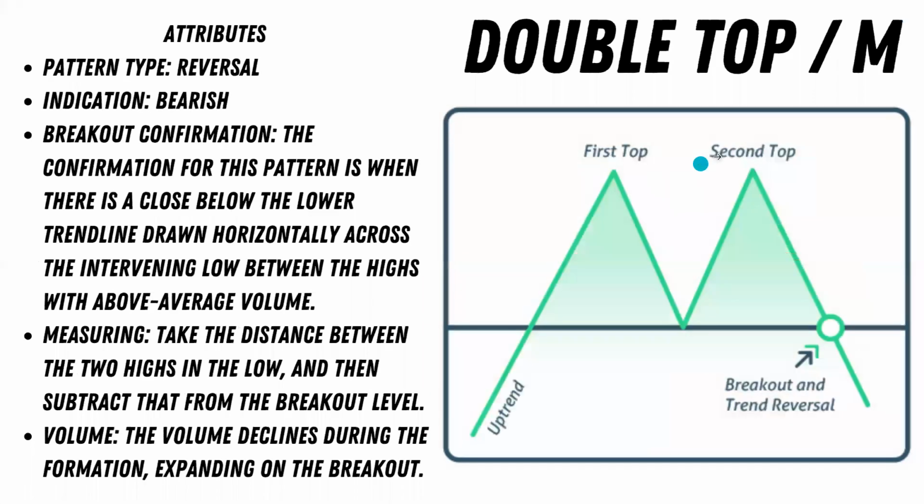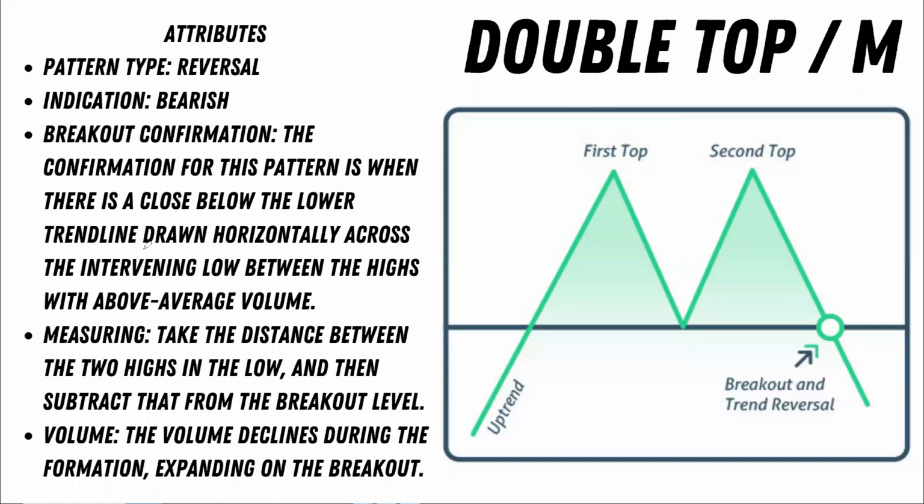The next pattern we're going to look at is going to be double top, or M, very similar to the double bottom. This is a bearish reversal pattern. The confirmation for this pattern is when there is a close below the lower trend line drawn horizontally across the intervening low between the highs with above average volume. Now, to measure this, you're going to take the distance between the two highs and the low and then subtract that from the breakout level. And volume, you're going to see the volume decline during the formation, during this period here, and then expand on the breakout. So this is when you would look for the expansion.